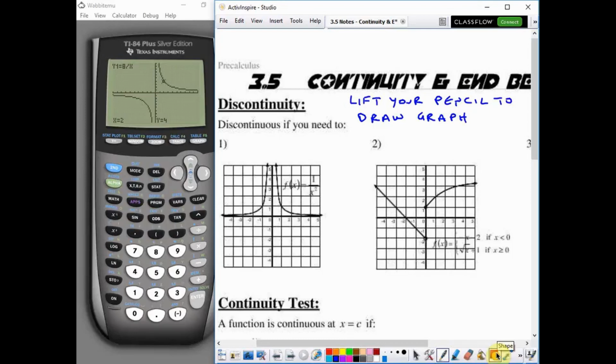So I've got three examples here of discontinuity. You can see two of them here. There's a third one that I'll show you in just a minute. These are three different types of discontinuity. This first one is called infinite discontinuity.